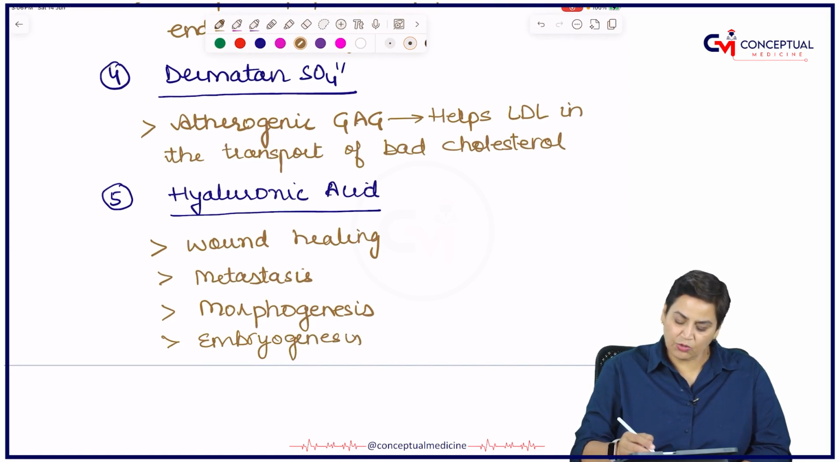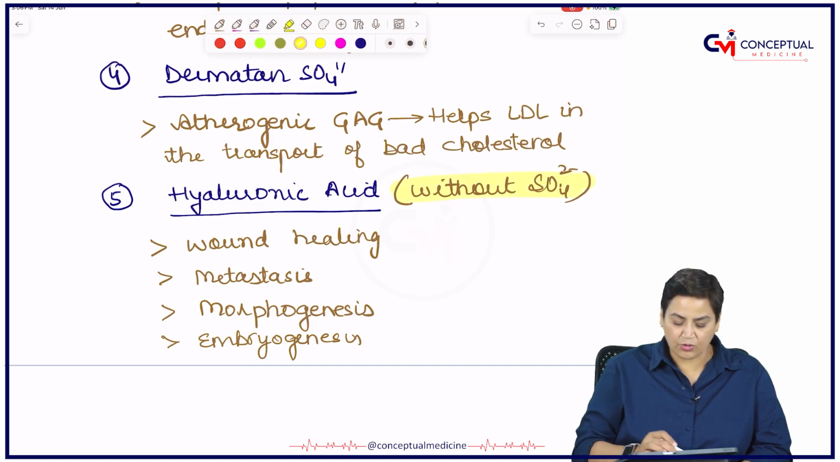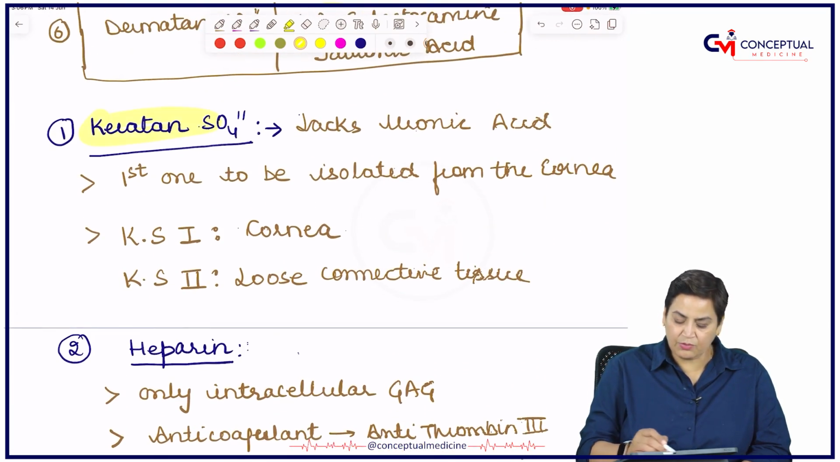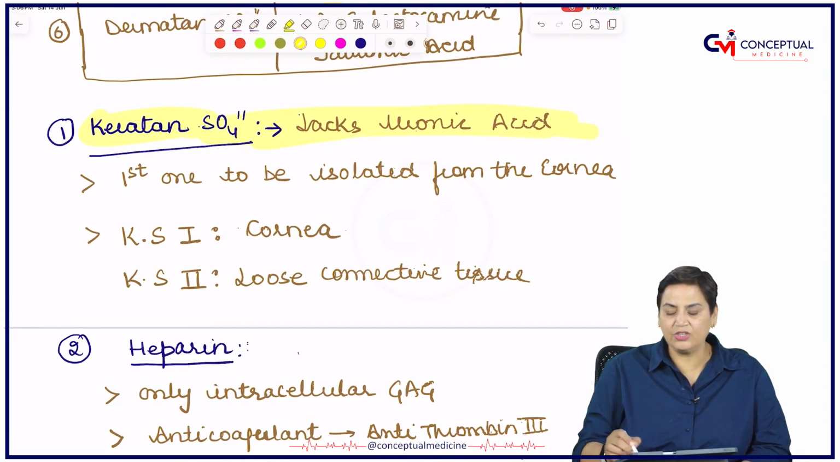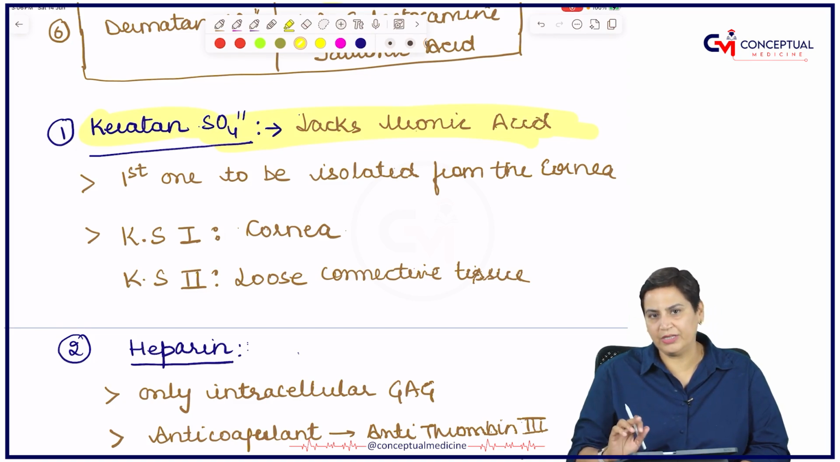and this is the only mucopolysaccharide without sulfate. So this is also very important. Hyaluronic acid is the only mucopolysaccharide without sulfate, and keratan sulfate is the only mucopolysaccharide which lacks uronic acid. So these are the general properties of all the mucopolysaccharides.